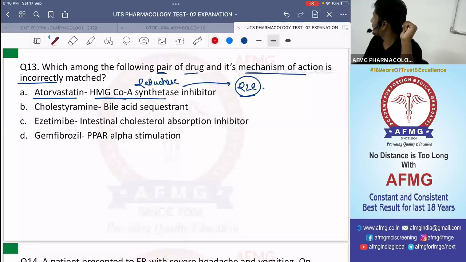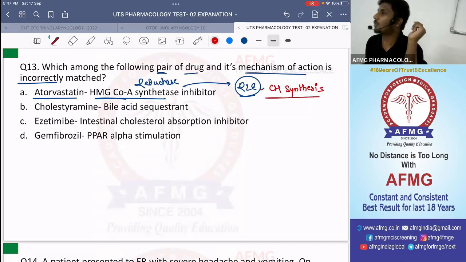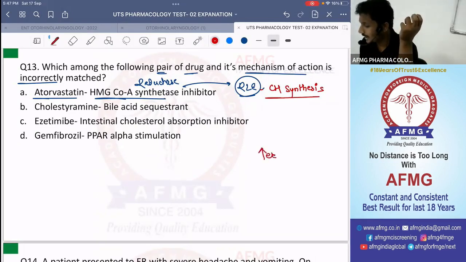The HMG coenzyme reductase is a rate limiting enzyme for which synthesis? It is the rate limiting enzyme of cholesterol synthesis. Biochem you have already done. Please remember this, okay? Therefore, if this enzyme is inhibited, there would be decreased production of endogenous cholesterol, and that is the basic problem in case of hyperlipidemia or dyslipidemia.